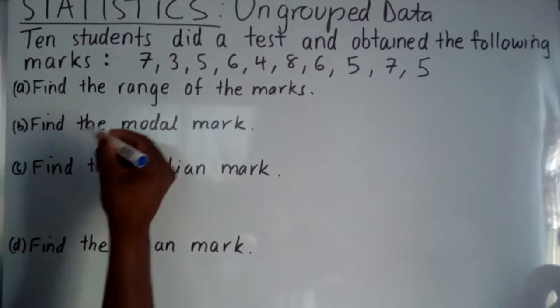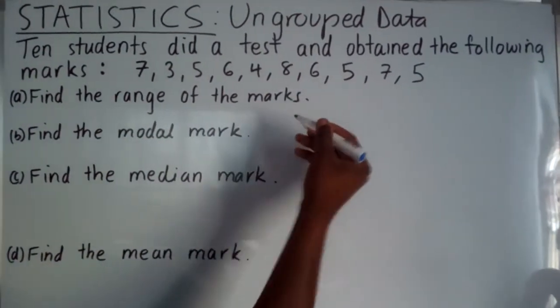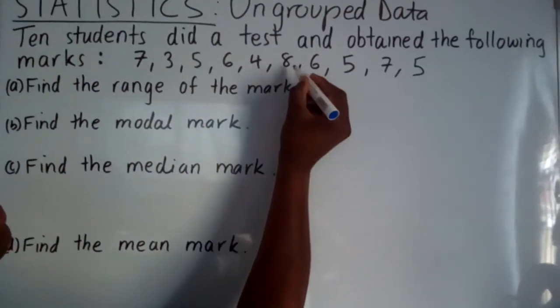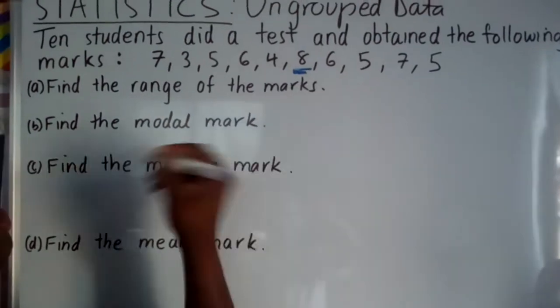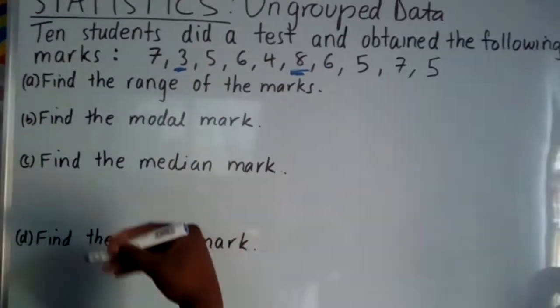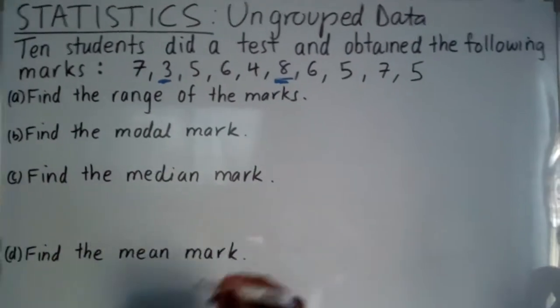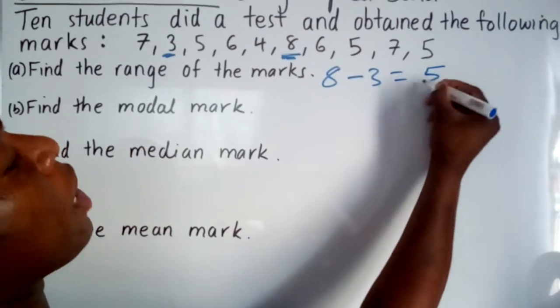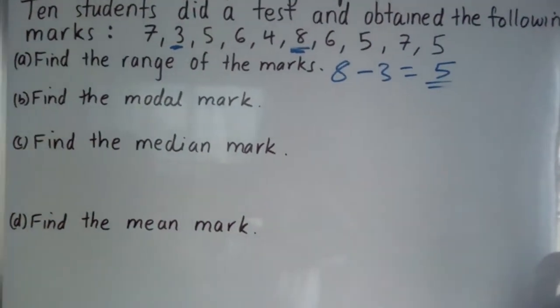A, find the range of these marks. Now to find the range of the marks, meaning we have to get the highest mark and we subtract the lowest mark, because range is the difference between the highest and the lowest. So we shall take 8 minus 3 and our range will be 5.